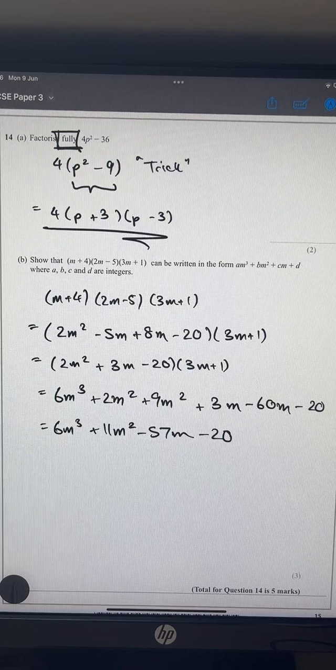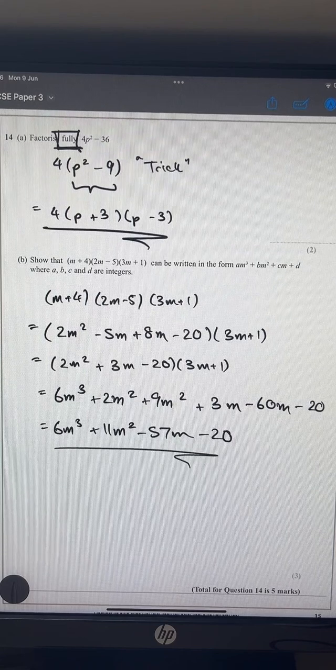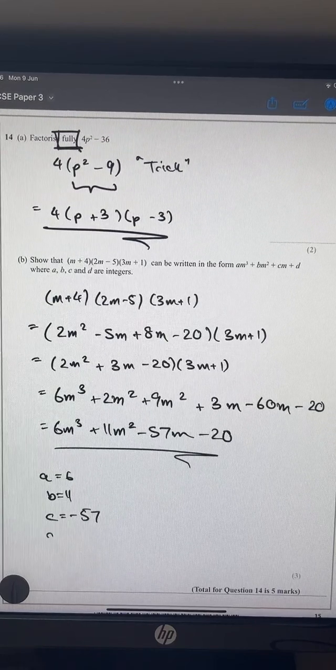Like this minus 57 kind of looked a bit obnoxious to me. So if a number does look a bit obnoxious, don't always be put off. Because remember, this is a calculator paper. They can give you bad numbers. They're not going to give you nice numbers always. But this is what it would look like. And you can just sometimes state that A is 6, B is 11, C is negative 57, and D is negative 20. You don't need to state the last part. You can just show this is enough, but yeah.